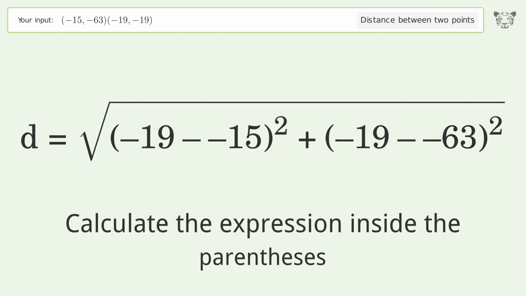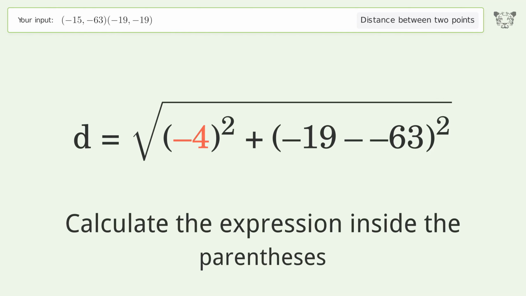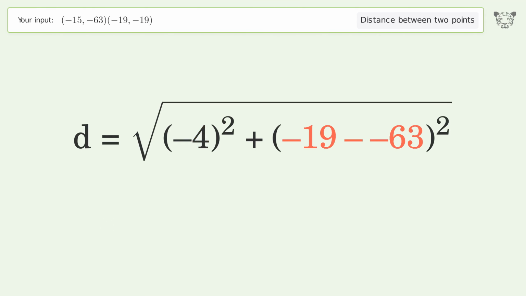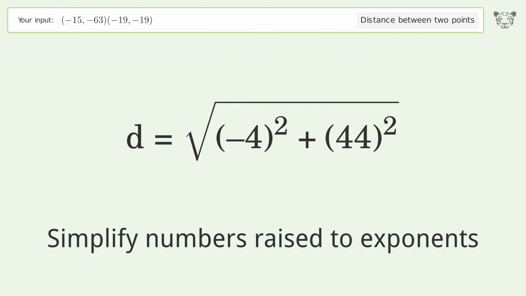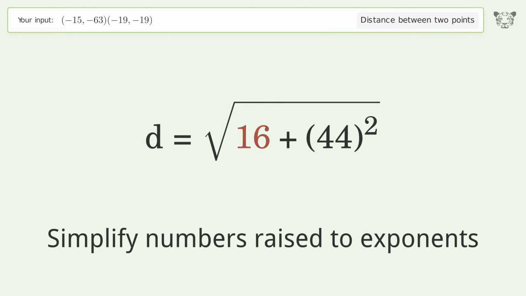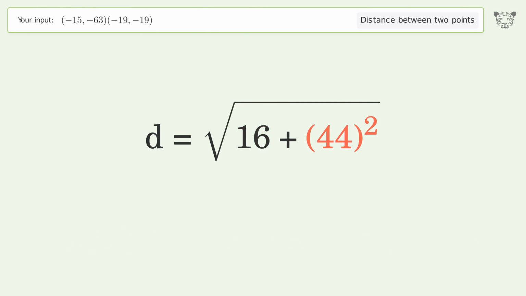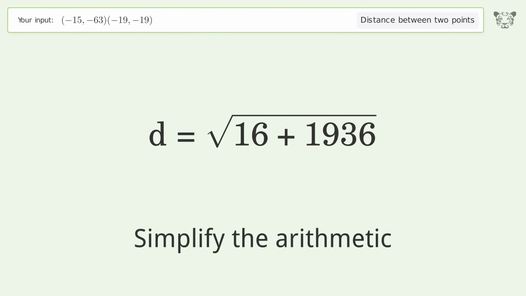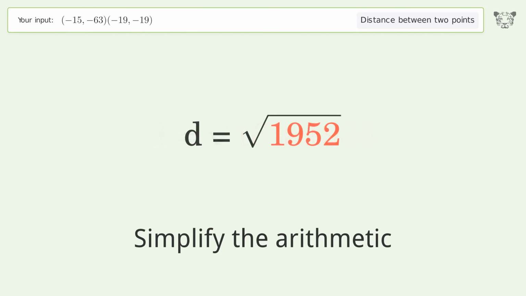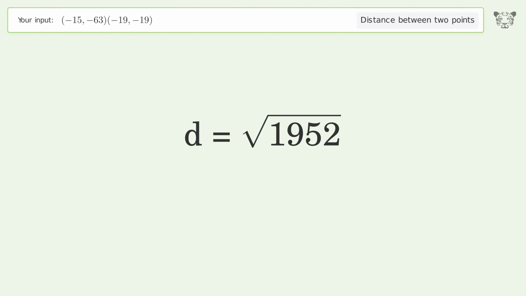Calculate the expression inside the parentheses. Simplify numbers raised to exponents. Simplify the arithmetic. And so the distance between the 2 points is the square root of 1952, or 44.181.